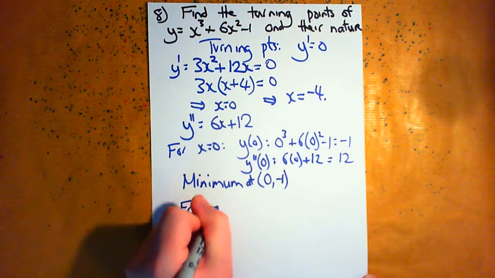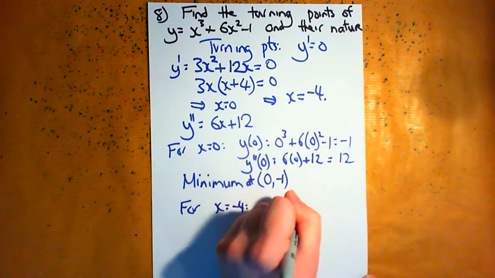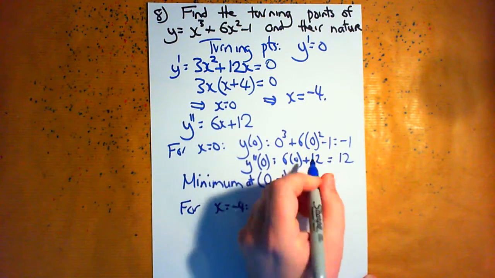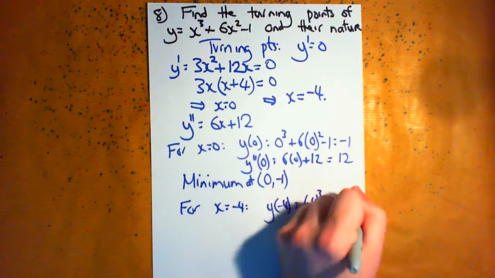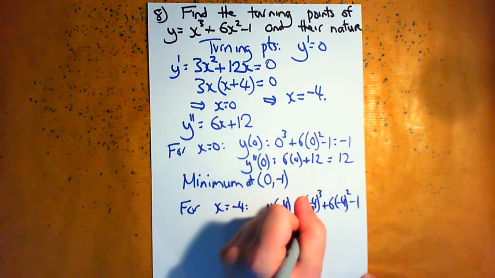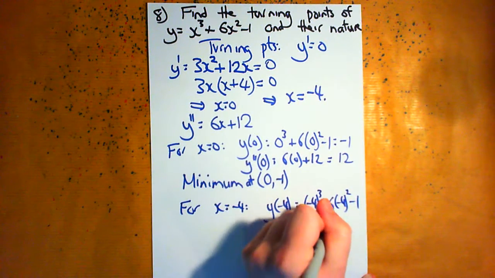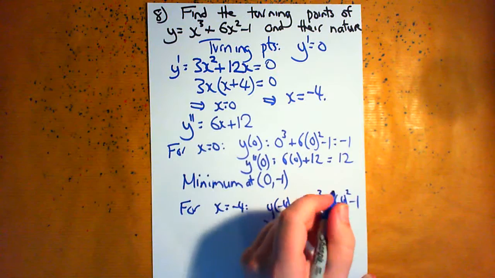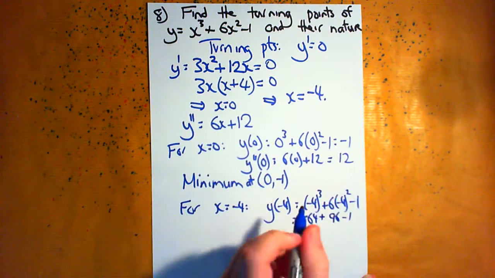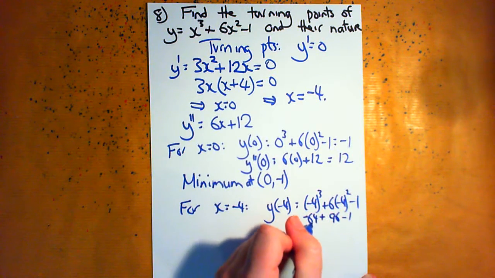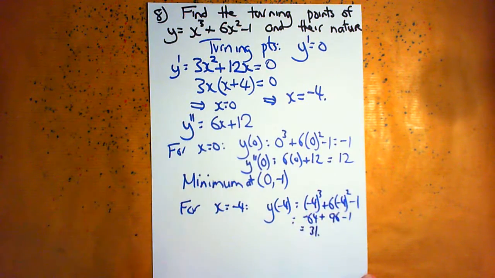Now for x equals negative 4, y of negative 4 is going to be negative 4 to the power of 3 plus 6 times negative 4 squared minus 1. So negative 4, cube that, we get negative 64. Negative 4 squared is 16 times 6 is 96 minus 1. So negative 64 plus 96 is 32, minus 1 is 31.